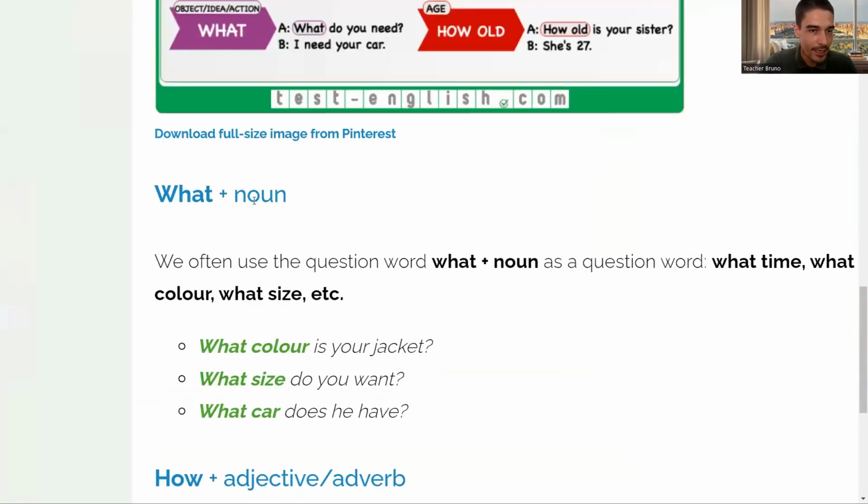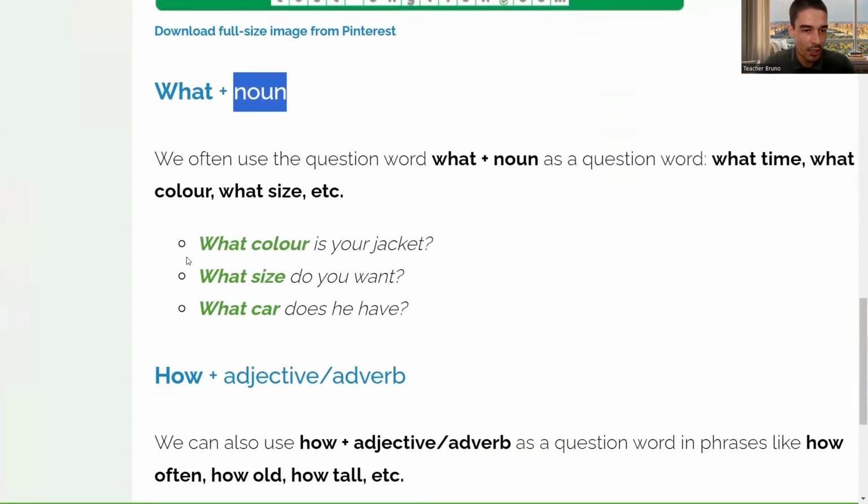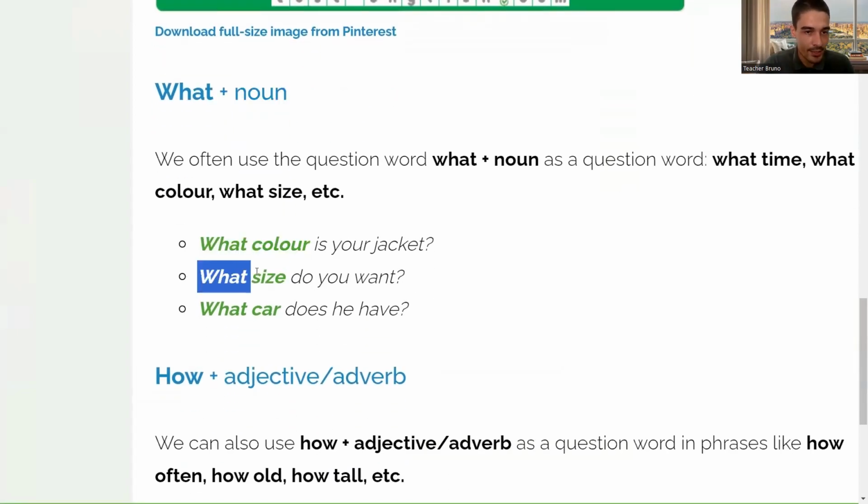What plus noun: what color? What size? What car? And then we follow the formula: auxiliary verb, or to be, subject, and the main verb. What color is your jacket? This is a little different because that's the verb to be. So with the verb to be, noun. And here a verb, and here that's another verb.